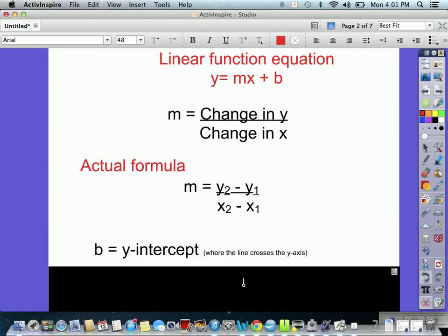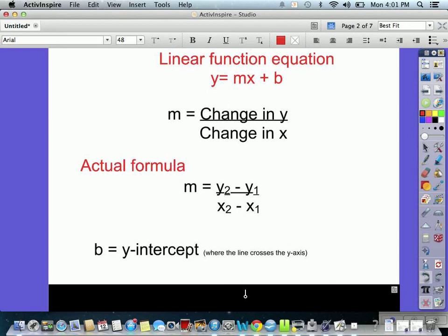Now your b is a little different. Your b is your y-intercept, and that is where your line crosses your y-axis. At this point, when you cross your y-axis, your x value will be 0. So you're looking for what that y value is when the line crosses your y-axis. I'm going to give you just a few minutes to write that down.